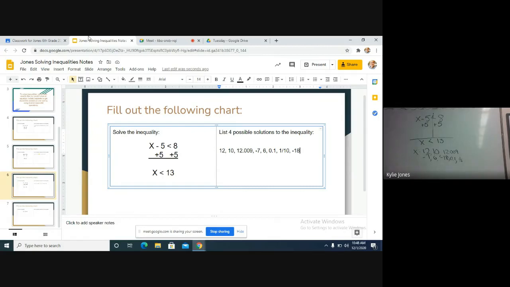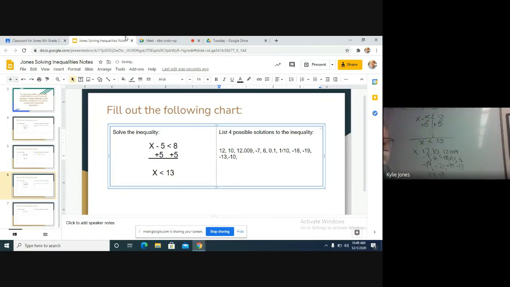What do you mean 19? Would 19 be an answer? Is 19 less than 13? No. So no, 19. You can do negative 19, yes, but not a positive 19. 21, good. Negative 14. Did you guys just say the same one? 13, yeah. Oh, I thought you said the exact same thing. It can't be exactly 13, but it could be 12.9. Negative 10, perfect.